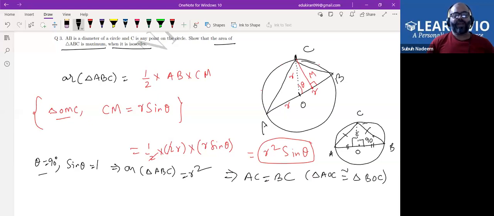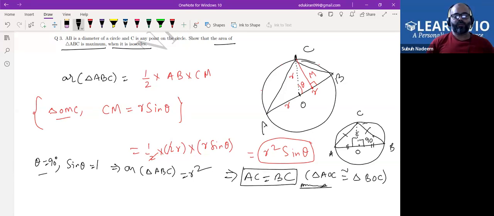If we have both is 90, and one is 90, this is also 90, linear pair. This OC is the common side, AO is equal to OB is the radius. So by SAS congruency, these two triangles are congruent. So AC is equal to BC. Can we say this? Hence it is an isosceles triangle.